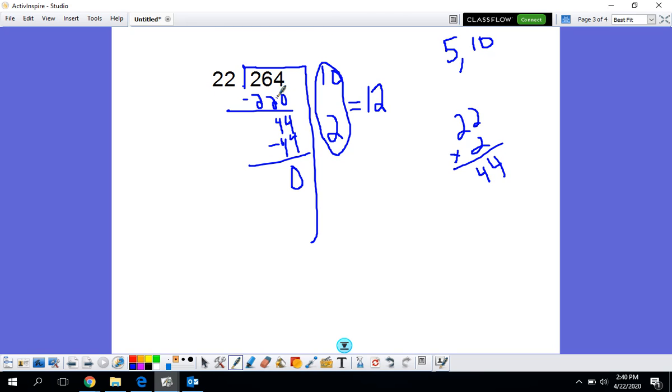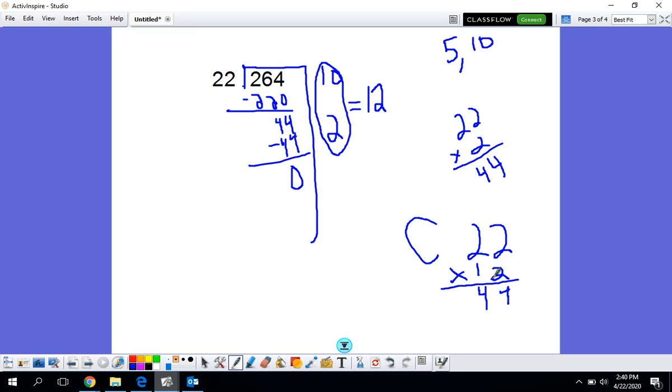Now again, if I'm getting 12, I need to make sure I'm right. If I'm dividing, y'all, we know we check it by multiplying. So I'm going to do 22 times 12 to make sure I get 264. So this is my check step. So 22 times 12. 2 times 2 is 4. Oops. 2 times 2 is 4.